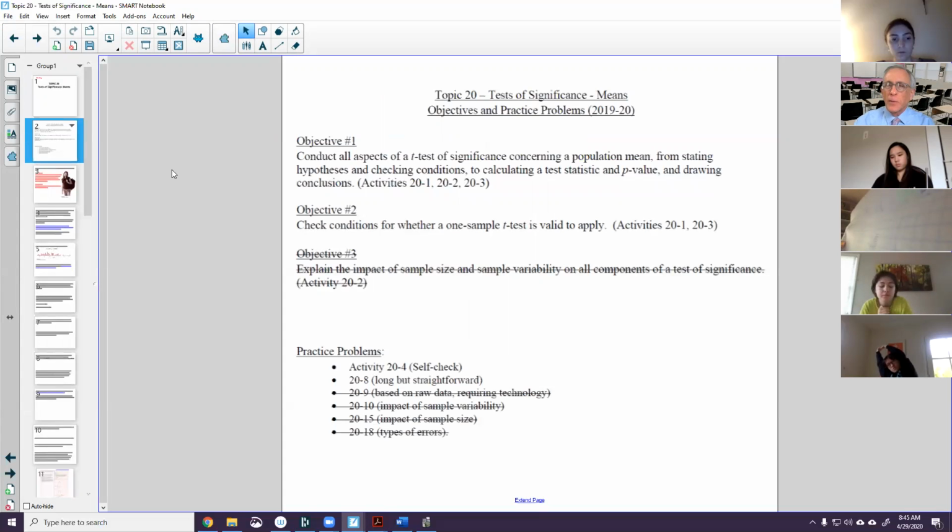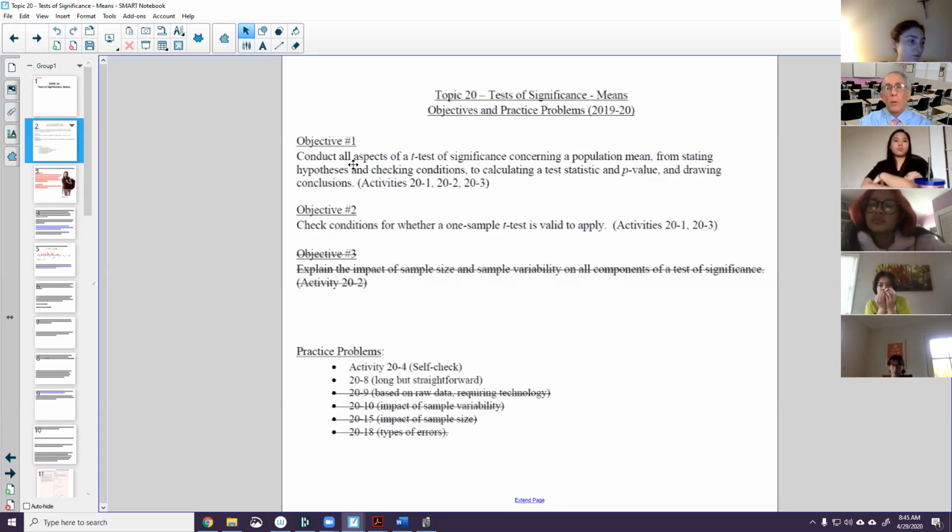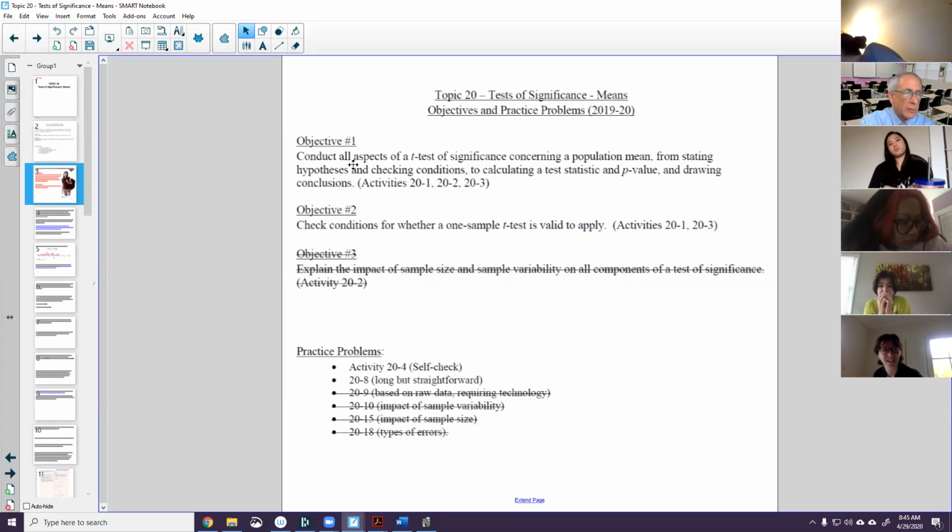Topic 20, test of significance. So this is p-values now. We did confidence intervals. Now we're doing p-values, but we're doing it for means, for quantitative data. We're going to focus on objectives 1 and 2. We're not going to do objective 3 for this. We're going to look at all aspects of a test of significance concerning a population mean: null hypothesis, alternate hypothesis, test statistic, p-value, the same thing that we did for proportions. And we're going to talk about what conditions are necessary for this to be valid. But I think you're going to find this to be very similar.